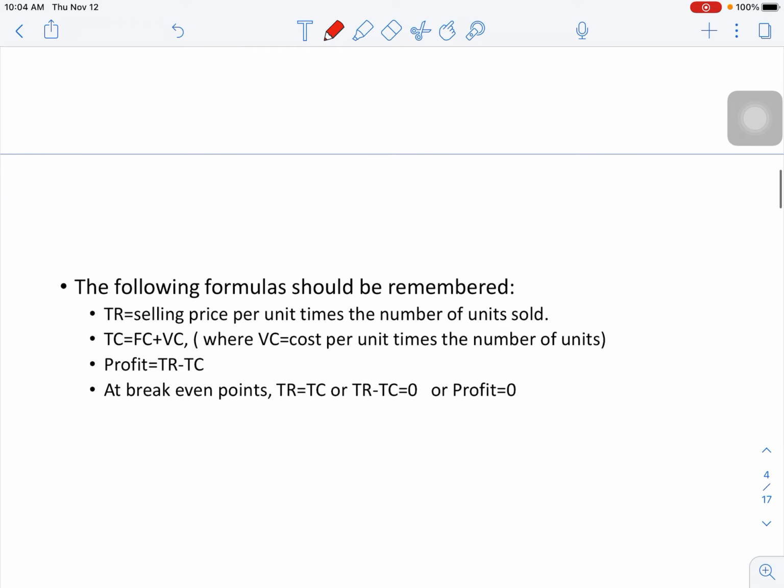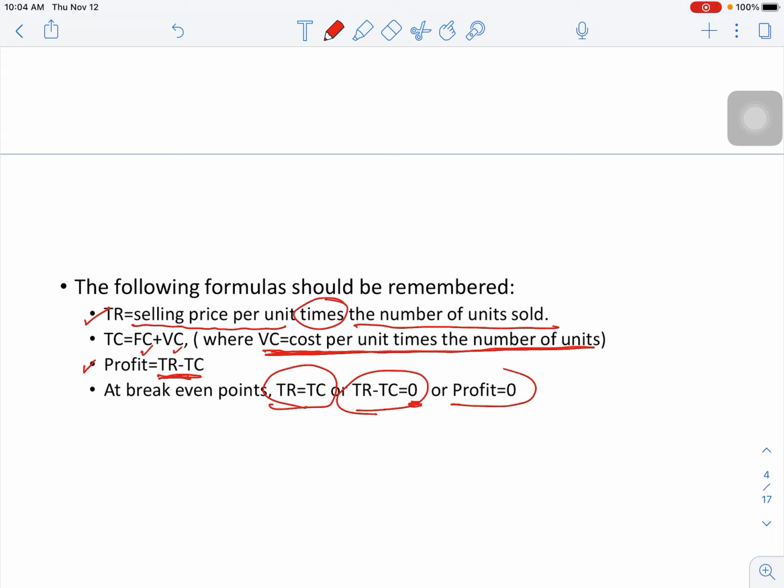The following formulas should be remembered. TR is equal to the selling price per unit times the number of units sold. TC, or the total cost, is equal to the fixed cost plus the variable cost, where the variable cost is the cost per unit times the number of units produced. Then profit is equal to TR minus TC. At break-even points, TR is equal to TC, or TR minus TC is 0, or profit is equal to 0.